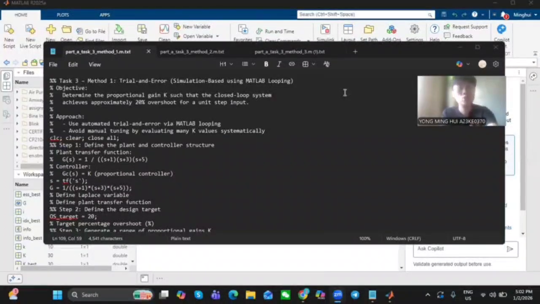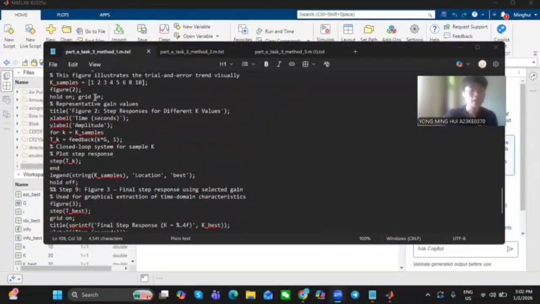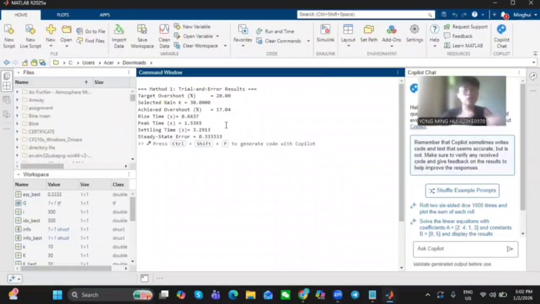So now we are going to show the first method, the trial and error method simulation. This is the code we are using. After we put it inside MATLAB and run it, because the process is kind of long, I made it run first, and this is the result coming out, and also the graph.